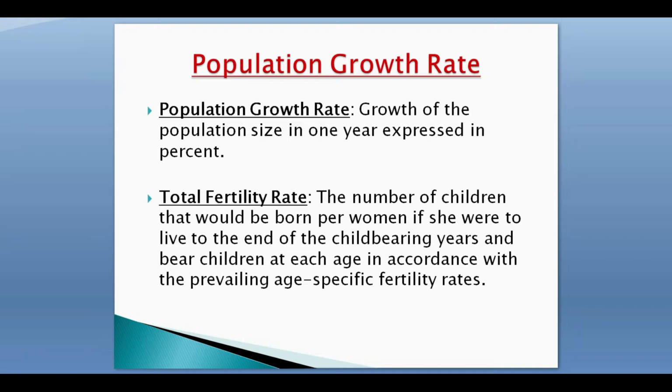Now the population growth rate. What is population growth rate? It's the growth of a population size in 1 year expressed in percent. Next is total fertility rate. It's the number of children that would be born per woman if she were to live to the end of the childbearing years and bear children at each age in accordance with the prevailing age-specific fertility rates.